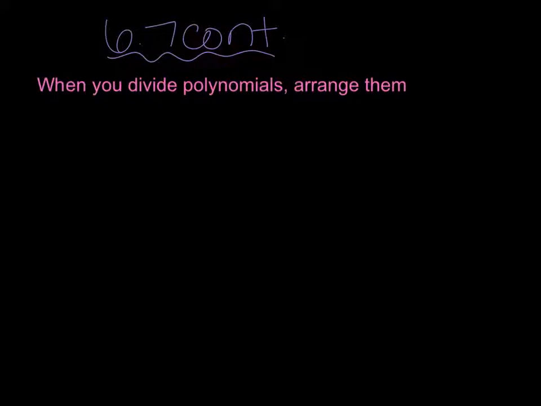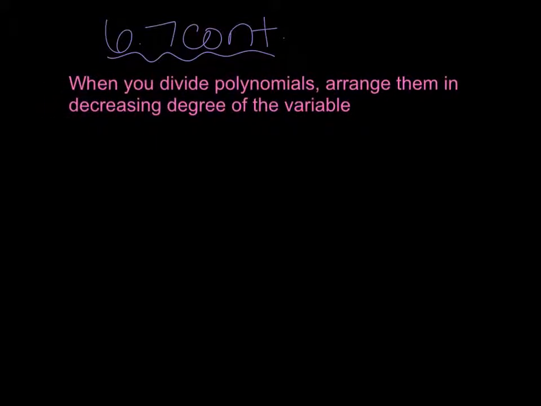So the first thing is when you divide polynomials, we have to make sure to arrange them in decreasing degree of the variable. Which probably sounds like a bunch of math jargon. You have no idea what I'm talking about, so I will explain it to you. When you divide polynomials, arrange them in decreasing degree of the variable. Here's what I mean.